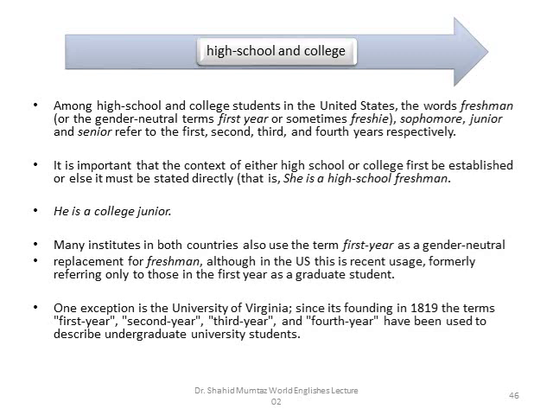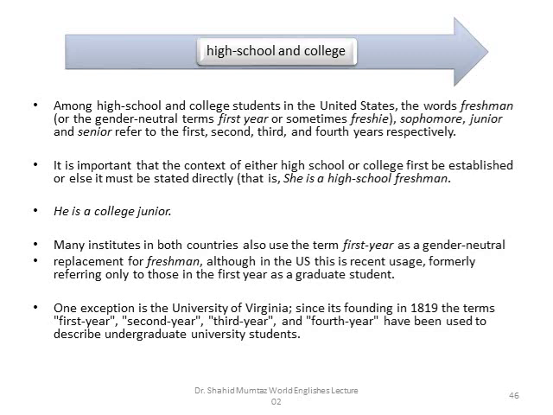It's important that the context of either high school or college first be established, or else it must be stated directly. That is, she's a high school freshman. I mean, you should mention school or college. So freshman of where? High school freshman or college freshman. So he's a college junior. So you can say this.